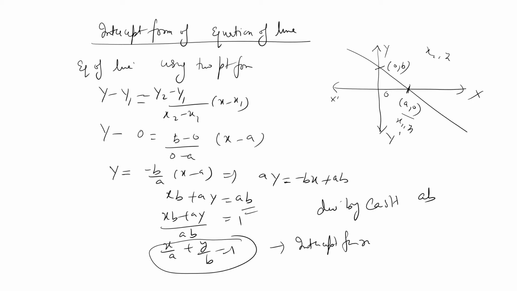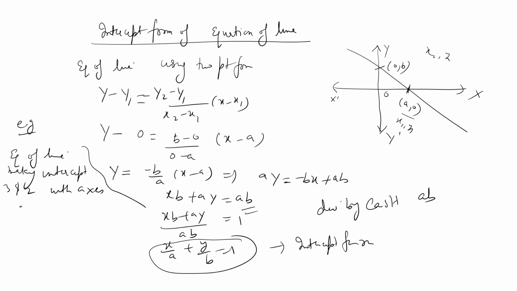Okay. So what is the difference? Clearly, if you are given that a line is touching the x-axis at a and the y-axis at b, the equation will be x upon a plus y upon b equal to 1. For example, I'm supposed to find the equation of a line making intercepts 3 and 2 respectively. The first intercept is with the x-axis and the second is with the y-axis.